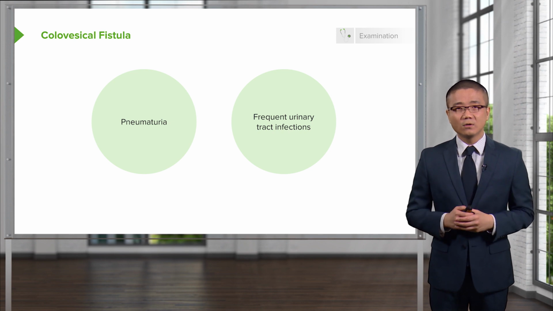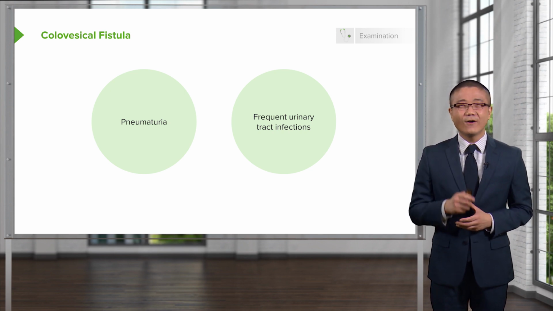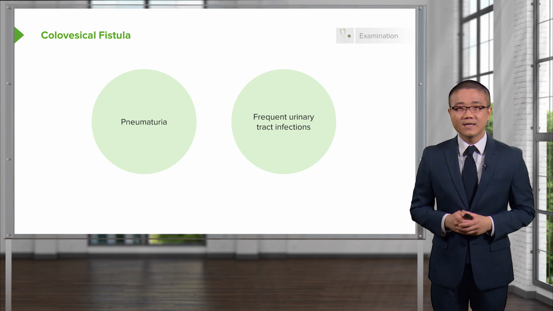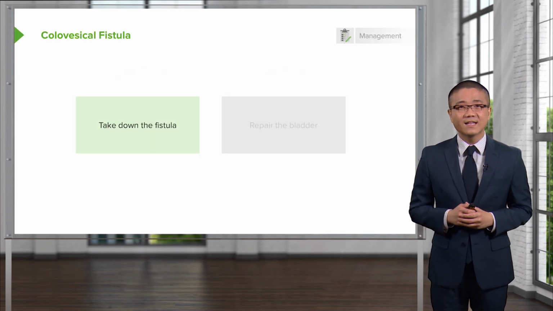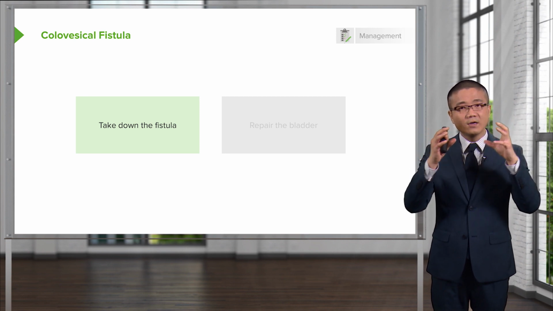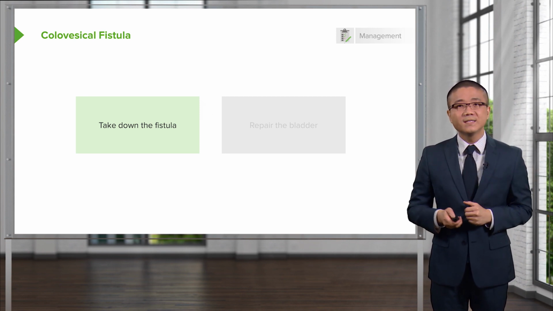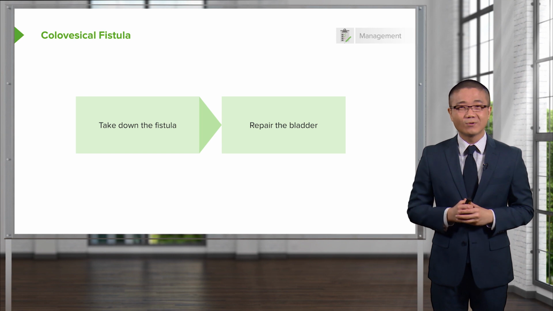How do we manage colovesical fistulas? Recall, a fistula is an abnormal connection between two epithelialized surfaces. In this situation, it's between the colon and the bladder. There's only one way to fix that problem, and that's surgically. What we want to do intraoperatively is to break down the fistula. The connection between the colon and the bladder needs to be separated. Once separated, the hole in the bladder is repaired.